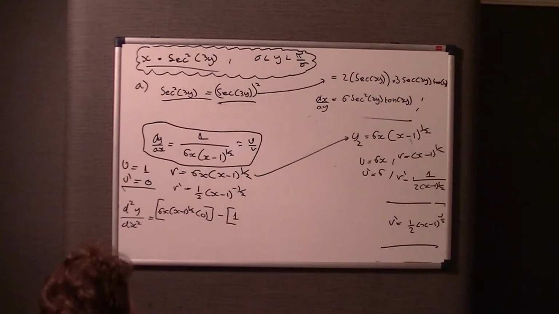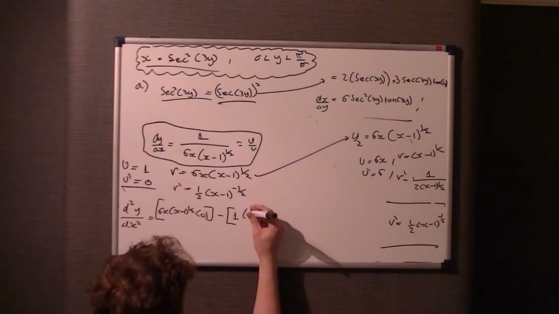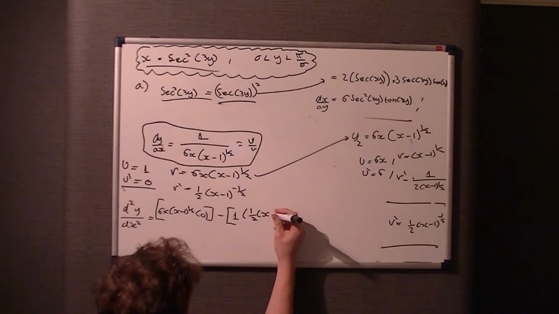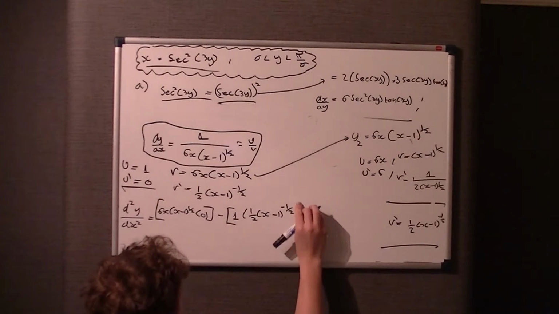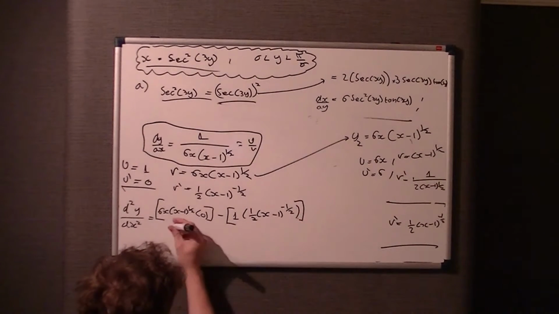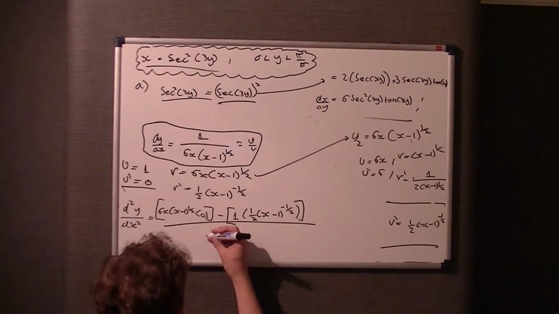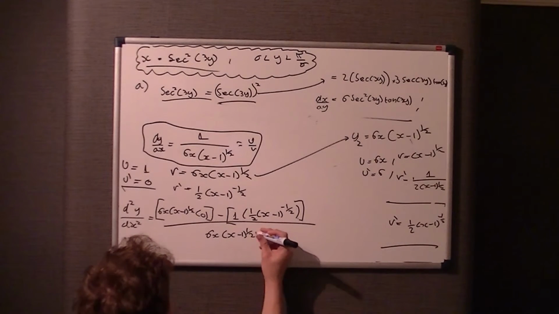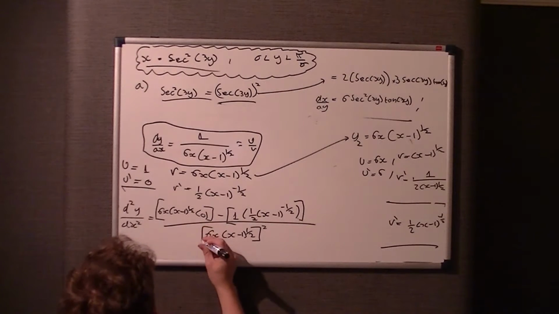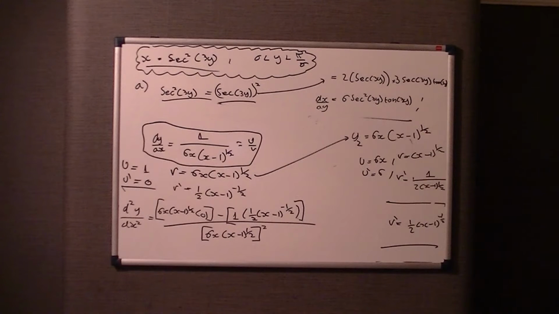So it's 1 take u v dash. So v dash we said is this, a half x take 1 to the power of negative a half. And then you would close brackets and end the square brackets, and that's all over v squared, v being 6x times x take 1 to the power of a half, and you square that on the bottom. Now obviously that's going to come to 0.